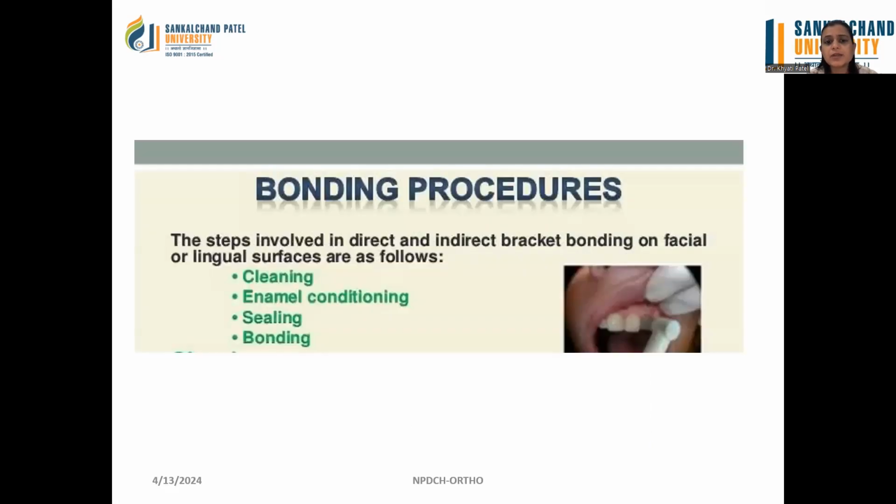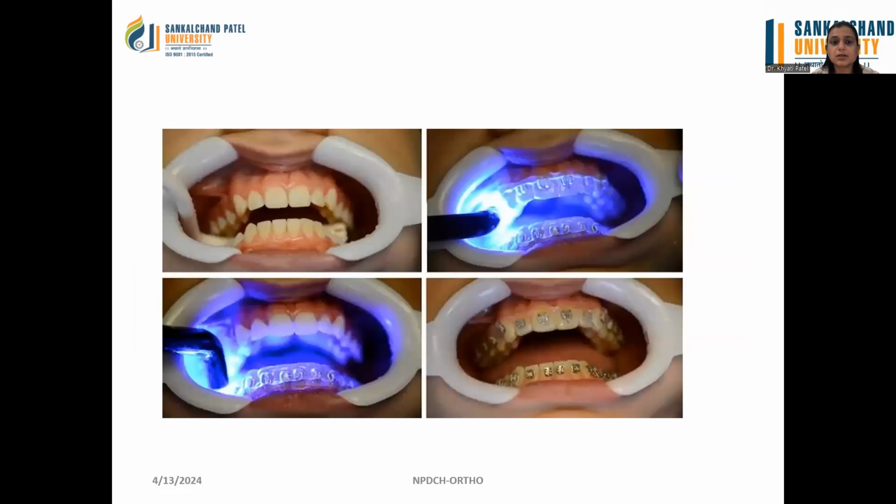Now comes the bonding procedure. How we bond the brackets on the tooth surface: the first step is cleaning, then enamel conditioning, third is sealing, and fourth is bonding. You can see this figure. First we need to do scaling of the teeth, so we need to clean the teeth.